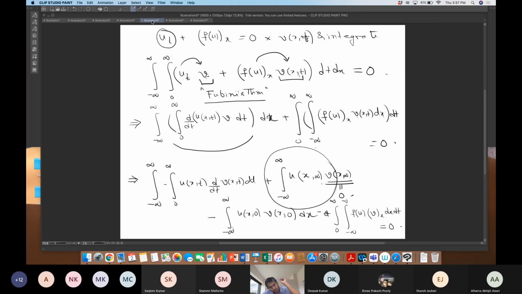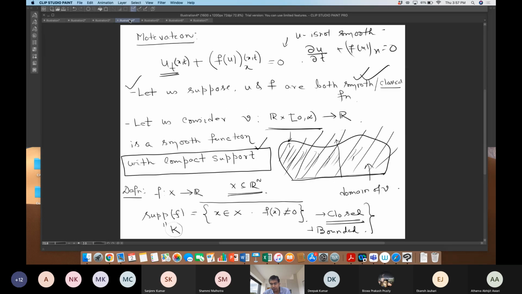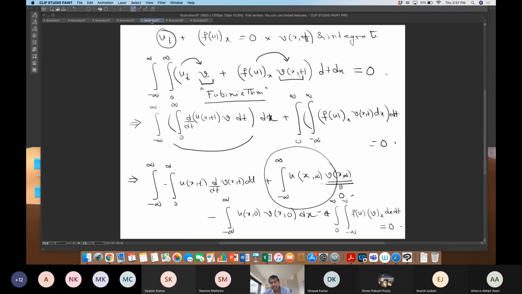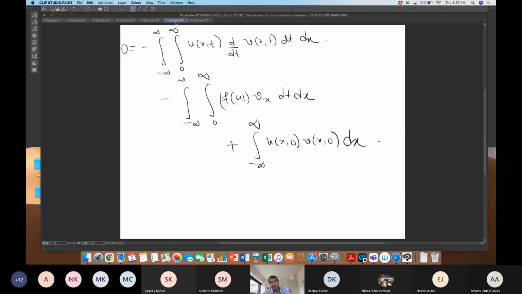The motivation is, suppose first of all you assume that u is a smooth function. Then what I did is, I said let us multiply this equation with a smooth function, and then by integration by parts I throw the derivative to this function. If I throw the derivative, the conclusion is here: u and f(u) we don't require to be continuous or anything, right?